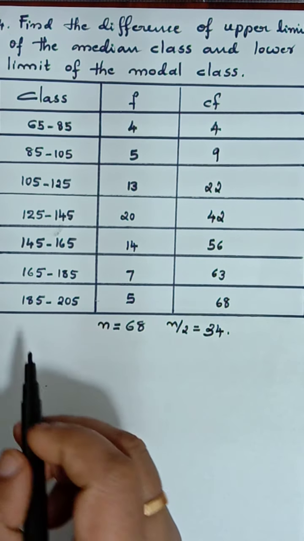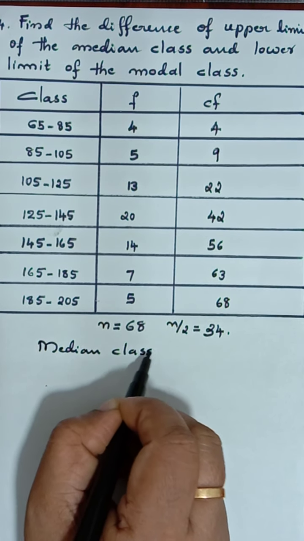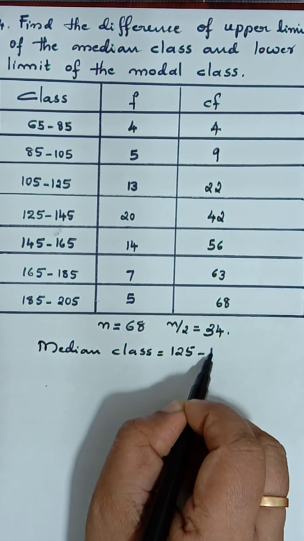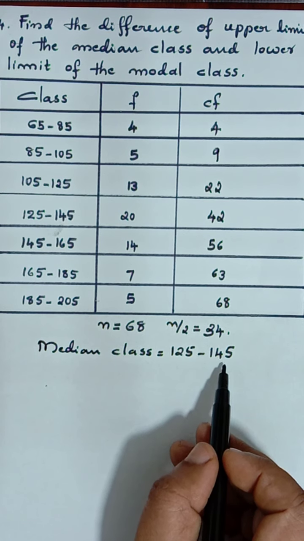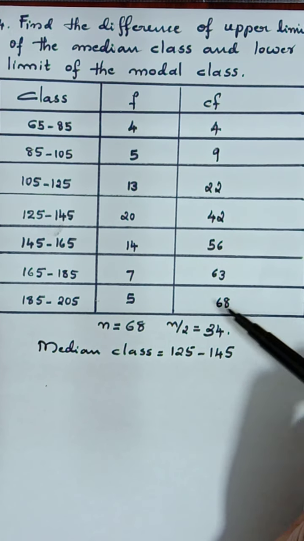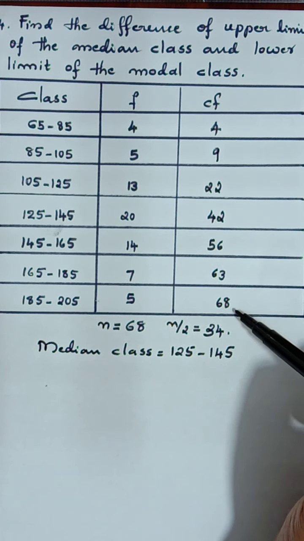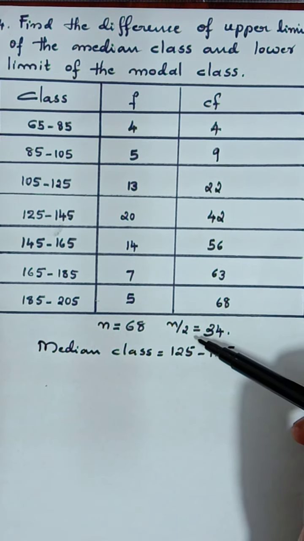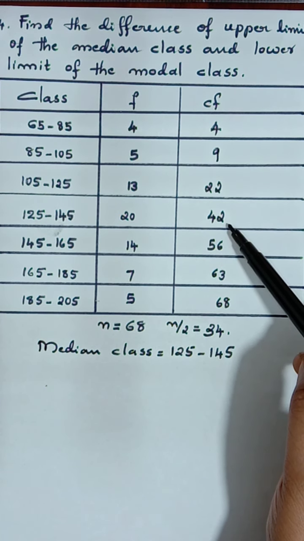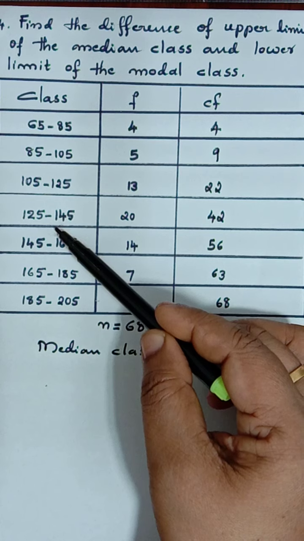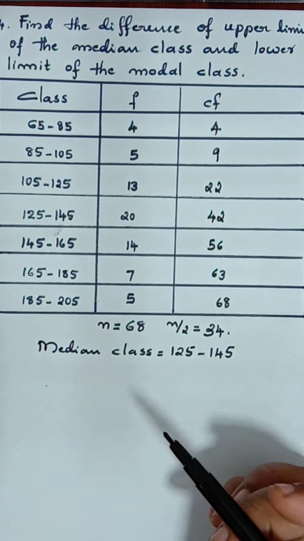So here we write: median class is equal to 125 to 145. This is the lower limit and upper limit of the median class. First we make the CF column. We are getting n, the total frequency, as 68, and n by 2 is 34. You have to look for 34. If that number is not there, the next number, the class in which it occurs will become the median class. So 125 to 145.